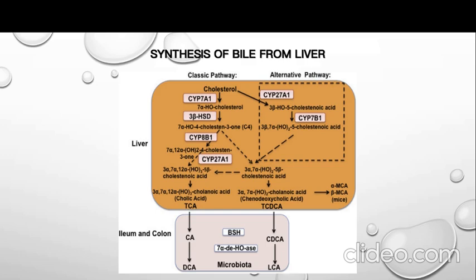Cholic acid and chenodeoxycholic acid enter into the ileum and colon, where they are acted upon by microbiota and converted into deoxycholic acid and lithocholic acid, the secondary bile acids.